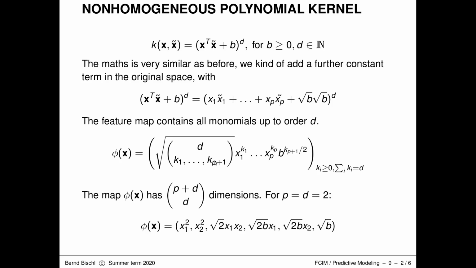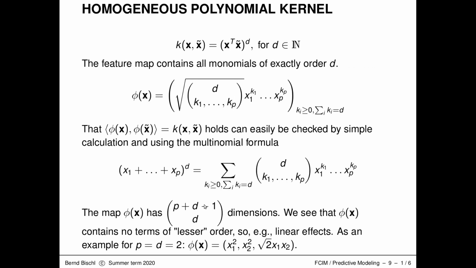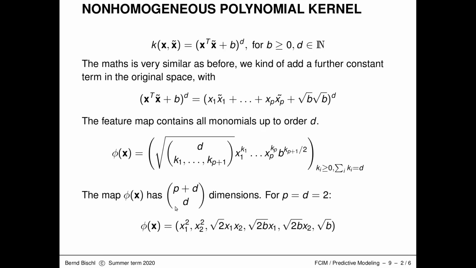And again, by similar arguments as before, we can now simply figure out that this feature expansion here has (p+d) over d dimensions. So it's basically this minus 1 here disappears, because as I've said, we have now gone from a p-dimensional input space to a (p+1)-dimensional original input space. And if we now write down the feature map here again for p equals 2 and d equals 2, it looks like this.